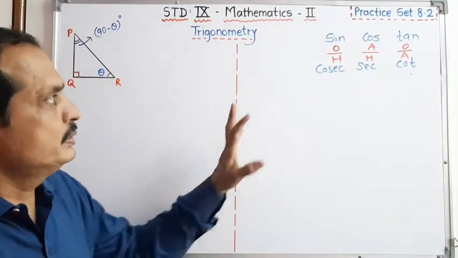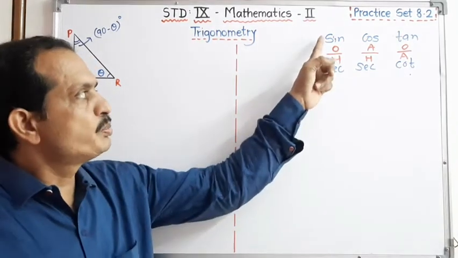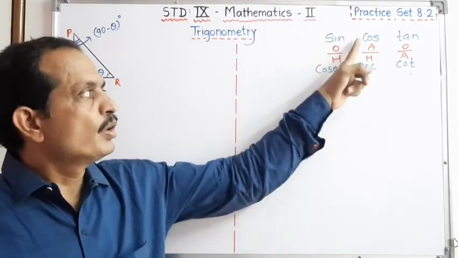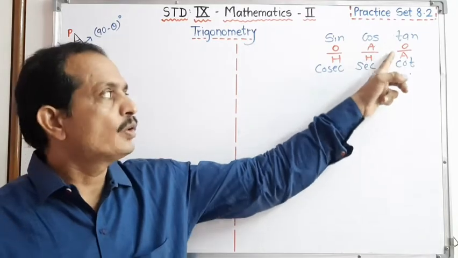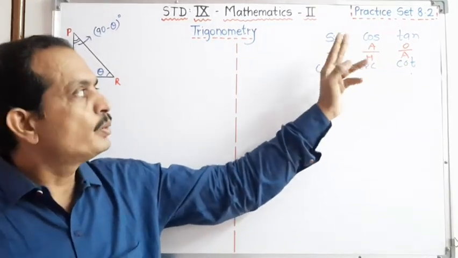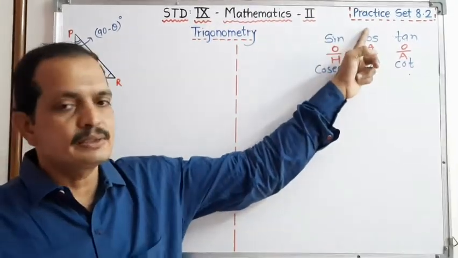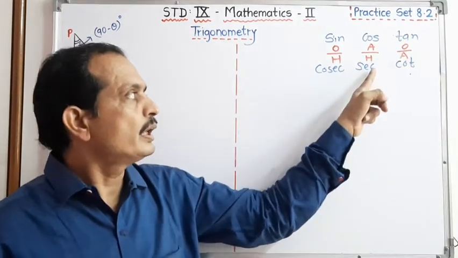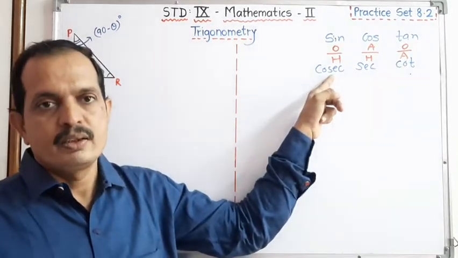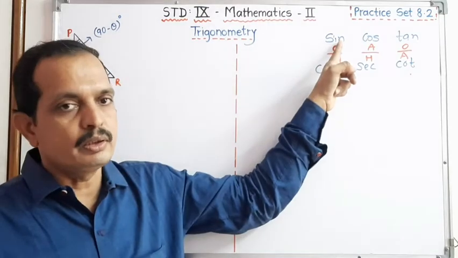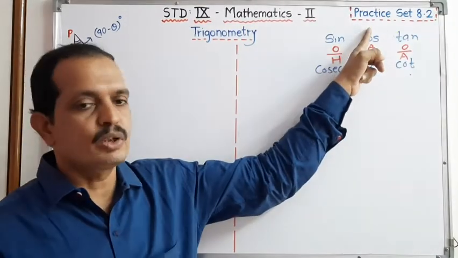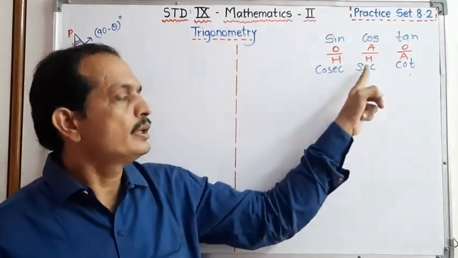Dear student, just now we completed the relation between sin and cosec, cos and sec, tan and cot. Now we have to see the relation between sin and cos, tan and cot, and sec and cosec.